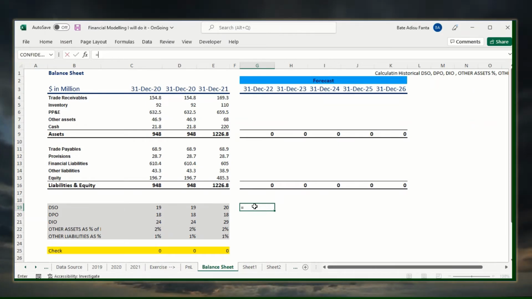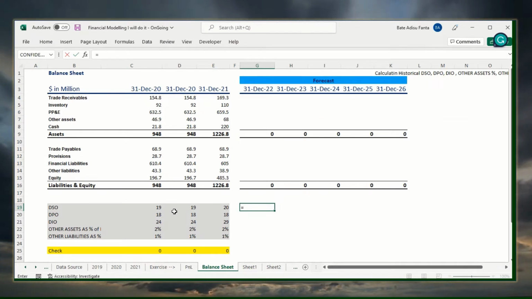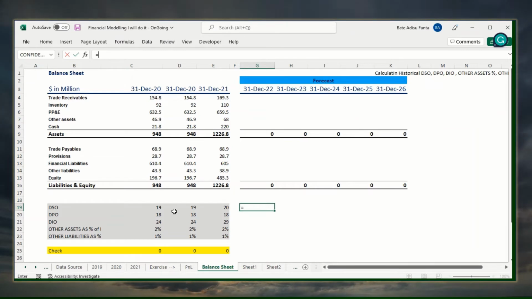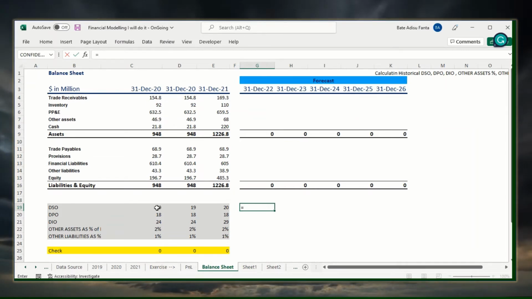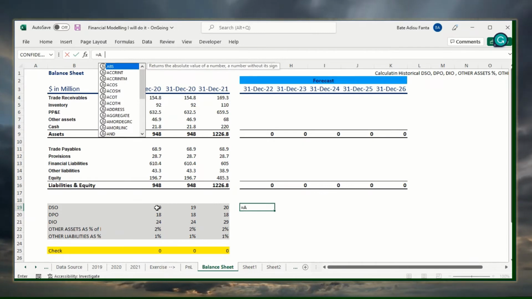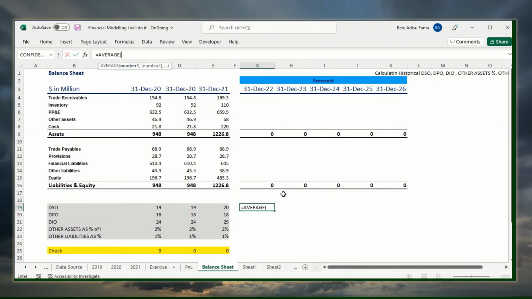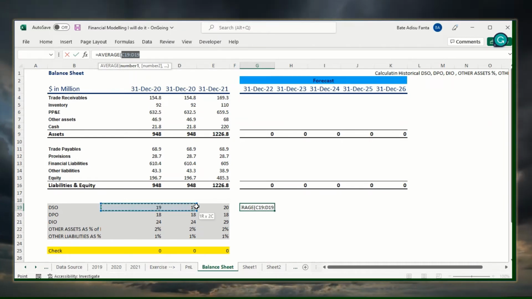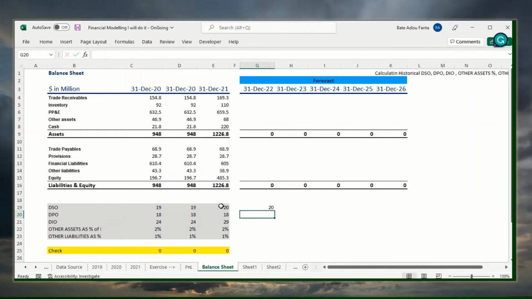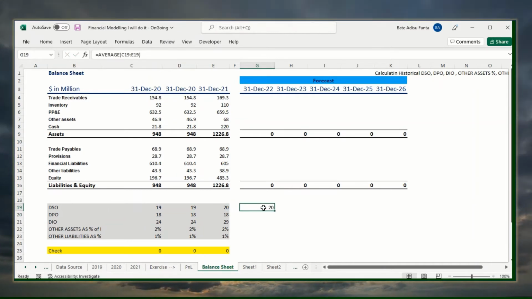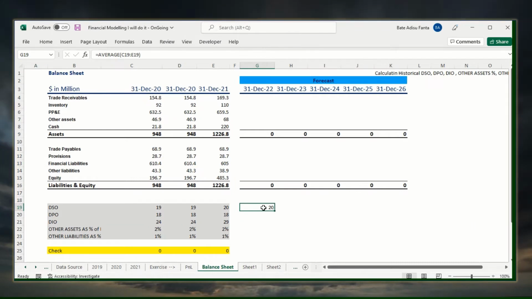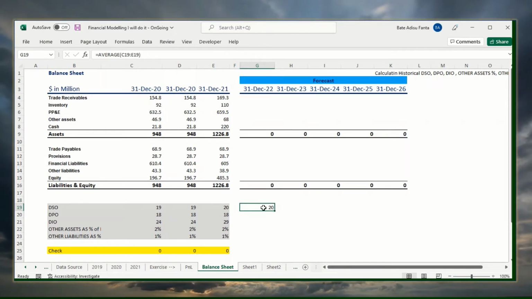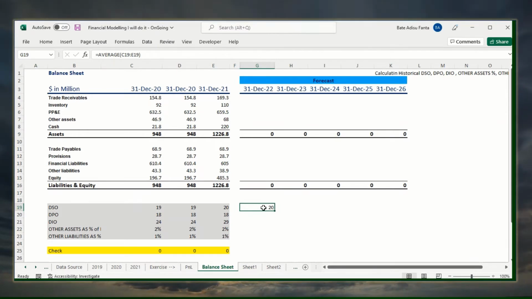So for example, for DCO, the average number of days that a company takes to collect its receivable can be calculated like this: I type average here and then I select these 3 years historical values and then I close the bracket. So this is the average number of days that the company takes to collect its receivables from customers. It takes 20 days.